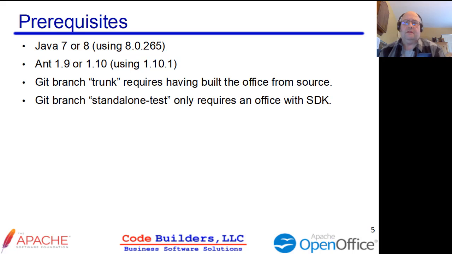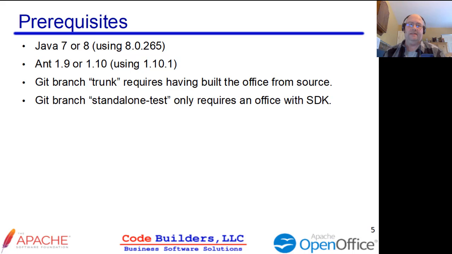So the prerequisites: you can use Java 7 or 8. Actually, I've even used 11 on the standalone test branch that I'll talk about a little later. And then Ant 1.9 or 1.10, I'm using 1.10. In the Git repo, the trunk branch requires having built the office from source before you then compile the tests and run them.